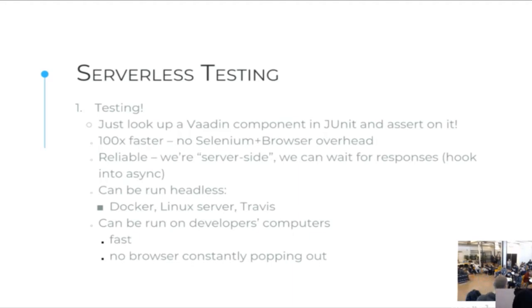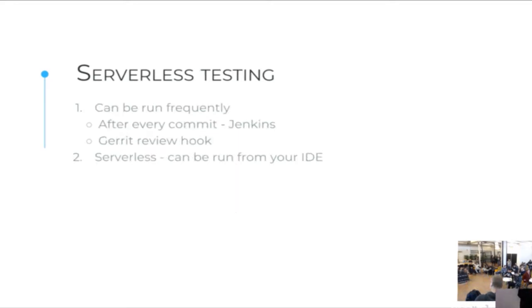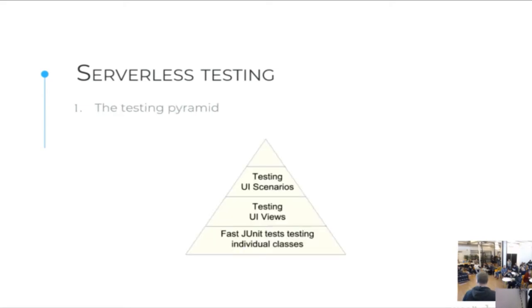You can run it on a developer's machine without having the browser constantly popping up as the tests are run. Because it's fast, like 11 seconds, right? And even faster on any decent CI machine. It can be run frequently after every commit. You can hook it into Gerrit so that the tests will run before the commit is actually accepted. And you can run it easily from your IDE, right?